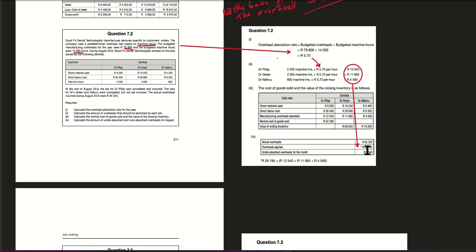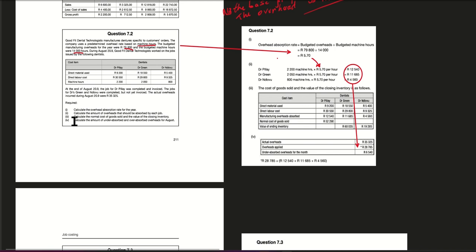Why would you want to do this? Why would you want to know this? It's so that you make sure that you are very precise in how you're planning your production. Okay, so if you are under applying, you will make sure that next time you apply a little bit more so that you can meet the actual. All right, so this is quite important.